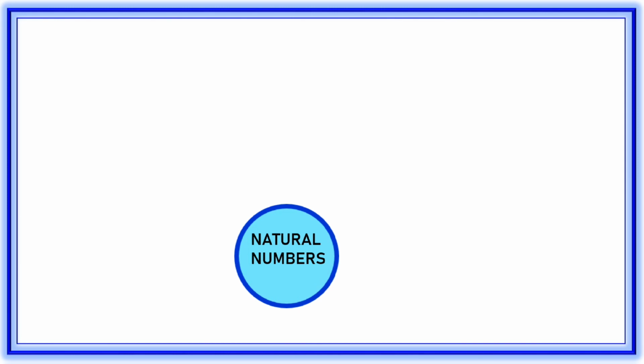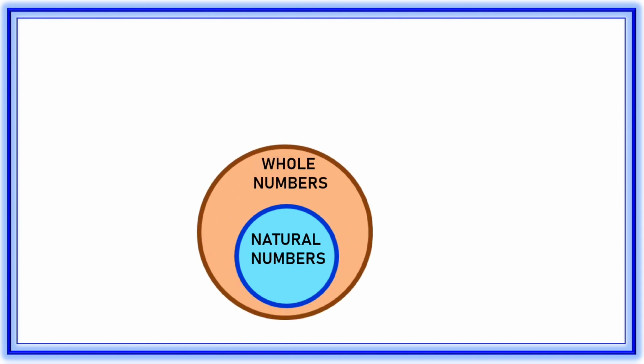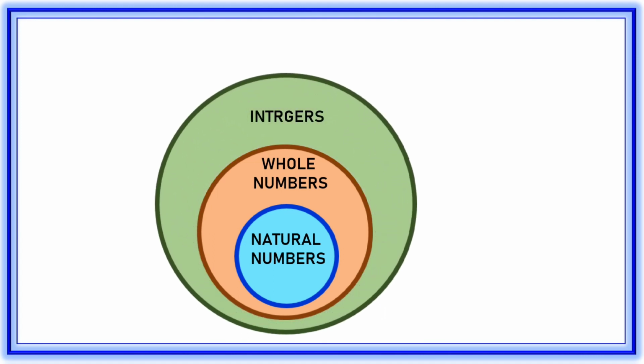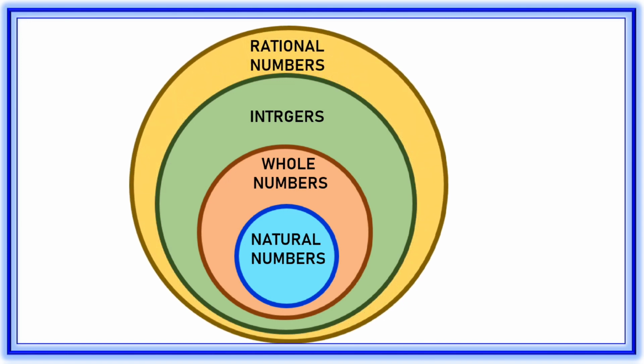Natural numbers are denoted by the capital letter N. These are subsets of whole numbers. Whole numbers are denoted by the capital letter W. Whole numbers are a subset of integers. In integers, there are positive integers and negative integers. Integers are denoted by the letter Z. Integers are a subset of rational numbers.